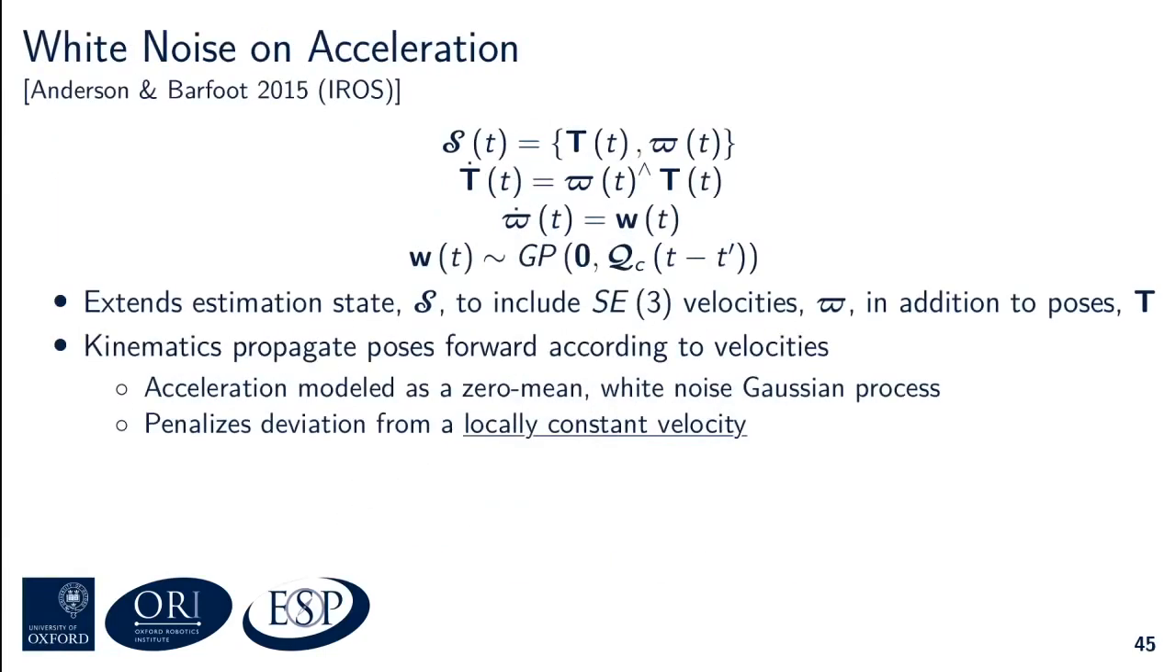The motion prior we use is the SE3 white noise on acceleration prior described by Anderson and Barfoot. This extends the traditional estimation state to include SE3 velocities in addition to the SE3 poses. These velocities are modeled as locally constant by modeling the acceleration as a zero-mean Gaussian process. We apply this prior to the original MVO pipeline to track and estimate multiple motions through occlusions.